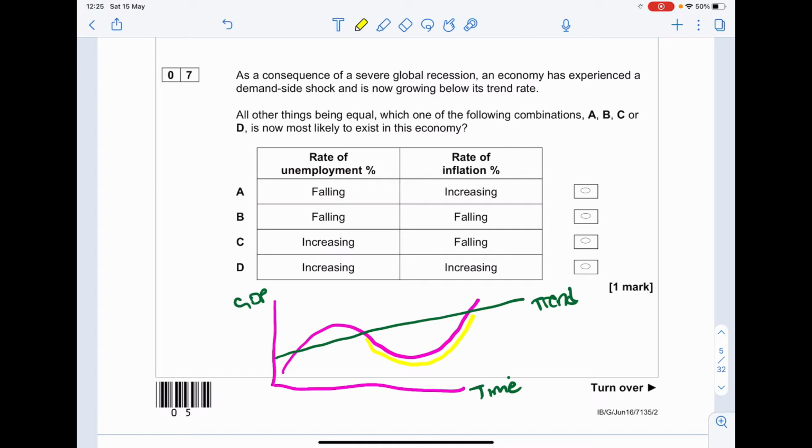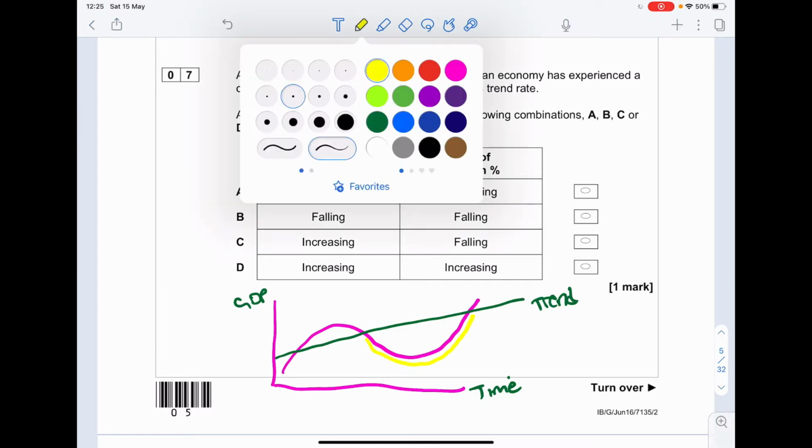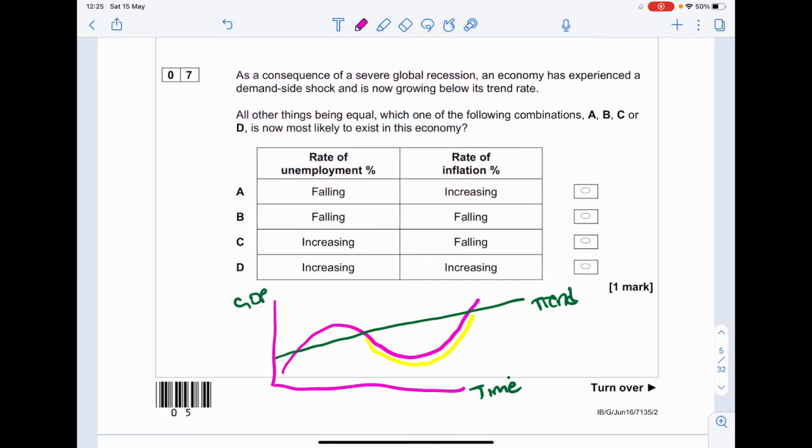So all of the things being equal, which of the following combinations is now most likely to exist in the economy? So the rate of unemployment is falling. Well, no, when you're below the trend line, the economy is in a bad situation. So your rate of unemployment is likely to be rising. So we get rid of those. So we have to think, well, what is going to be happening to inflation? Well, if you've got increasing unemployment or falling employment, then what you're probably going to find is you've got less aggregate demand or low aggregate demand, and you've probably got falling inflation. So C would be your correct answer.